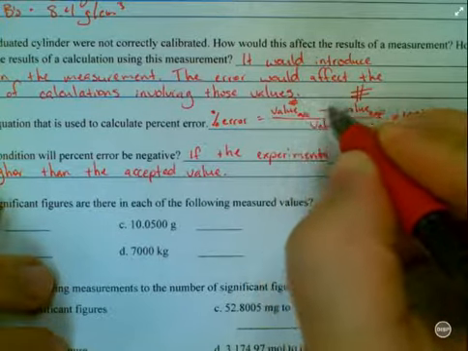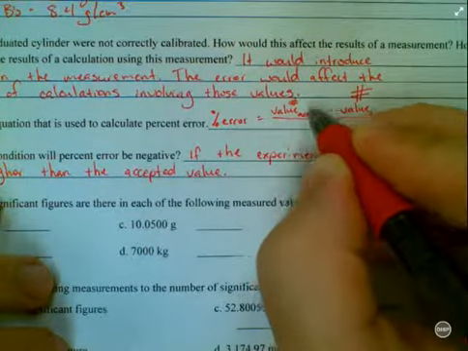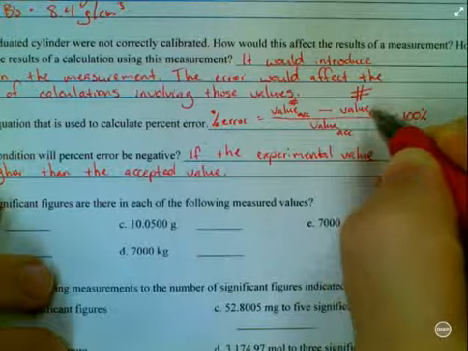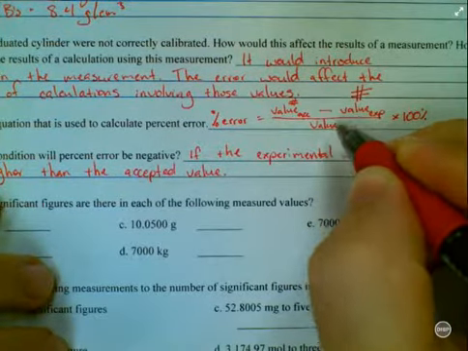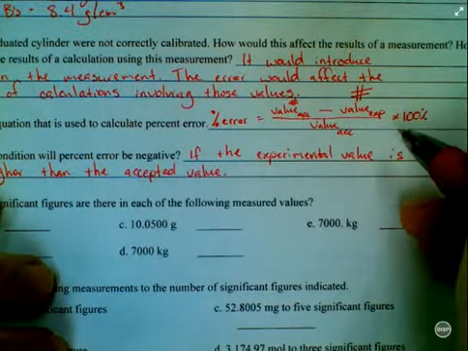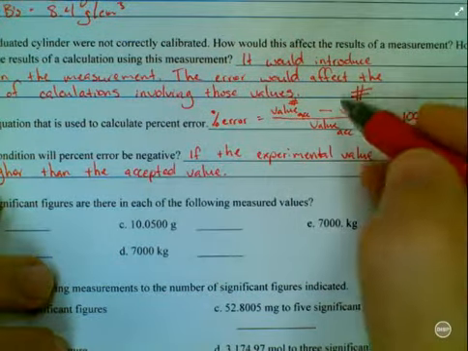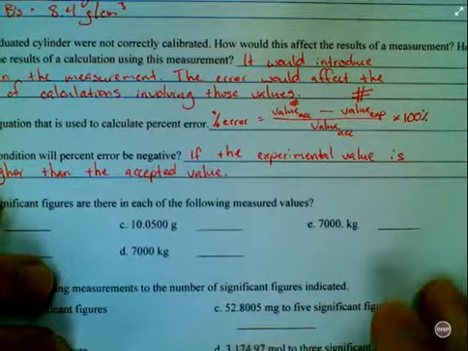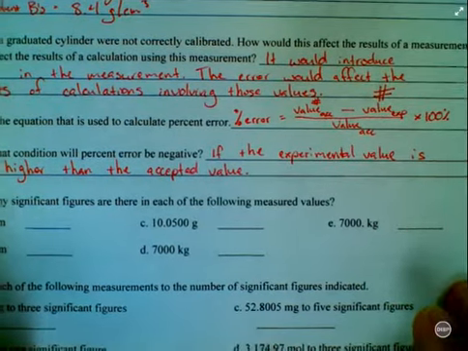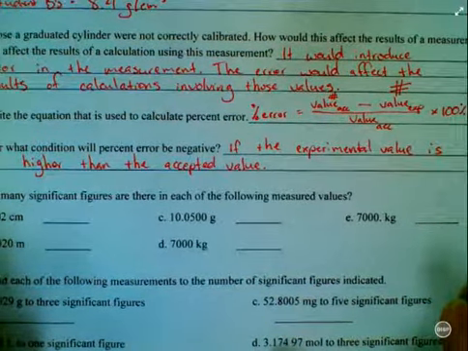You can see that when we subtract the larger number from the smaller number, it will become negative. And we divide by a positive, so it remains a negative number. We multiply by 100%, it remains a negative number. So anytime that your experimental value is larger than your accepted value, you're going to have a negative percent error.